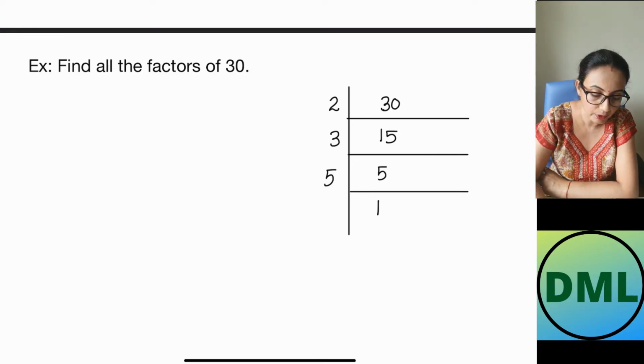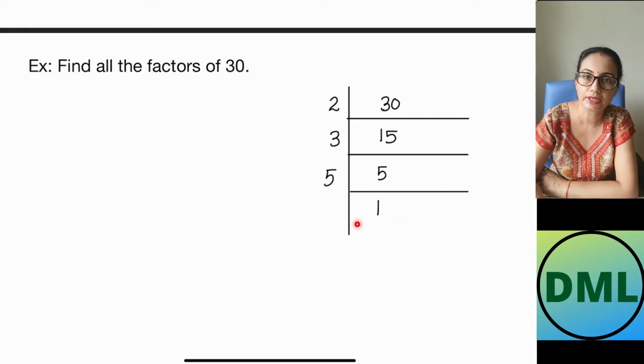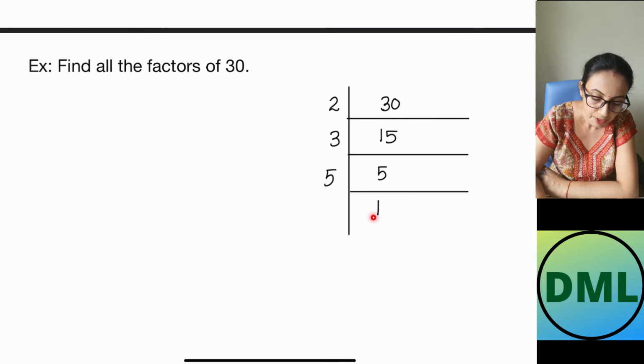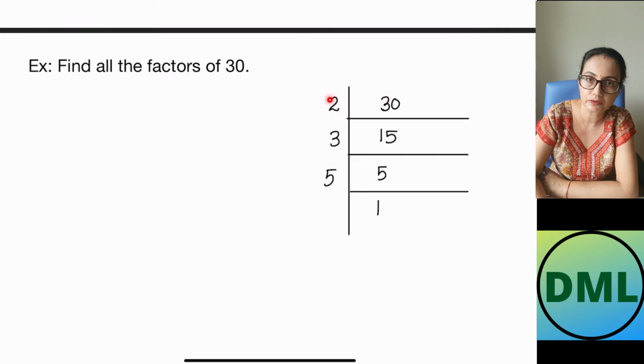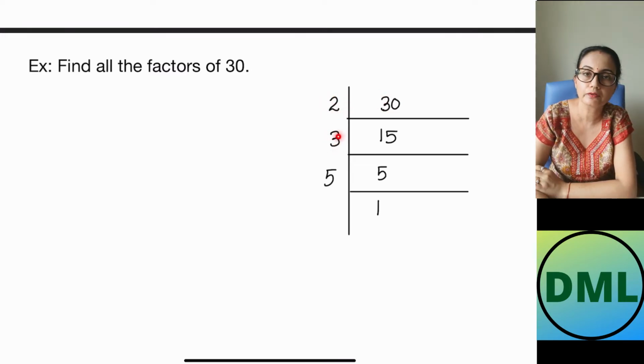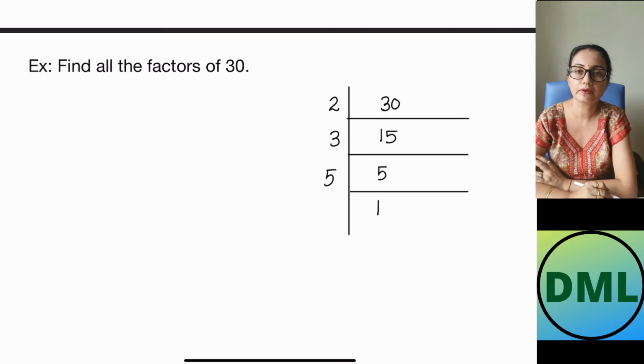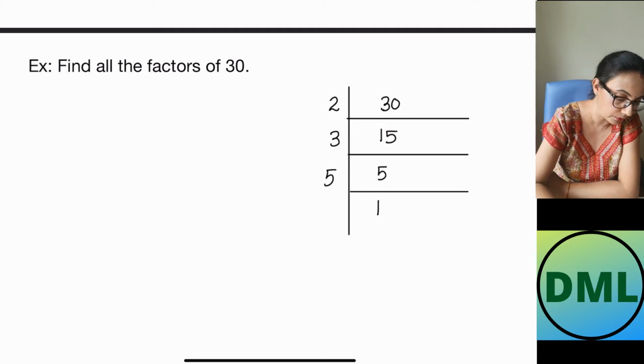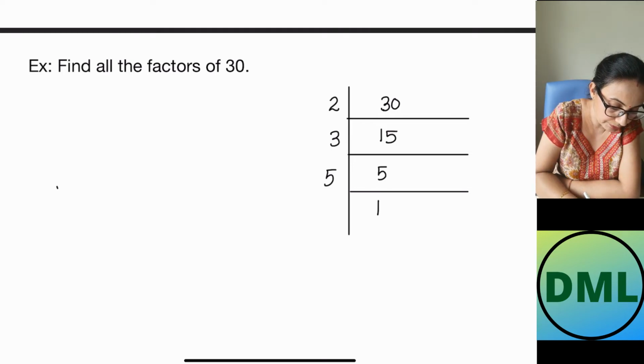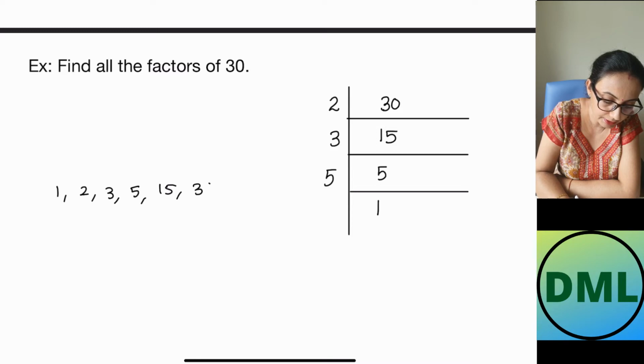Let's write down all the factors of 30. As you can see from here, 1 is the smallest factor, 30 is the greatest factor, 2 is also one of the factors of 30, 3 is also one of the factors of 30, 5 is also one of the factors of 30, 15 is also one of the factors of 30. Let's write down all the values here first. So it will be 1, 2, 3, 5, 15 and 30.